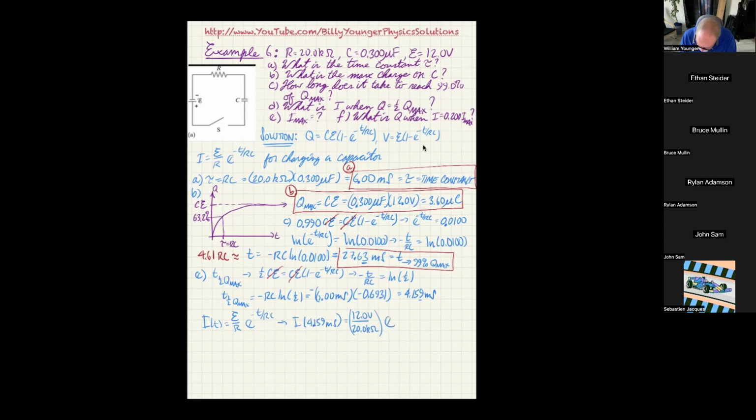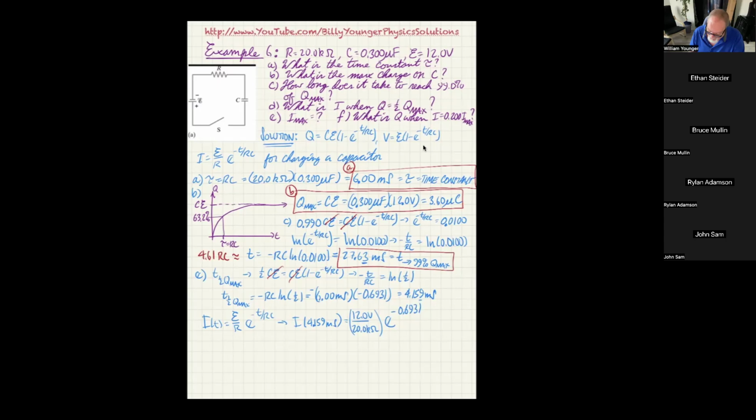But now I'm going to take E. Instead of writing 4.159 and then writing RC is 6 milliseconds, I can just write negative 0.6931 for the time, because that's really what we had to do. We had to do 0.6931 times RC divided by RC. If it makes you feel better, you could write the RC up top and on the bottom and cross them out so you'll know what happened. So I'm going to take E to the negative 0.6931. Anybody think they know what that answer is going to be? It's going to give me 1/2.